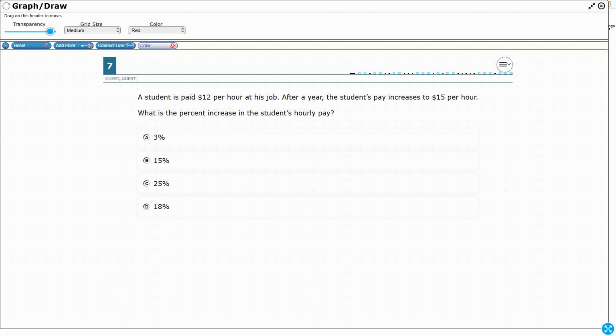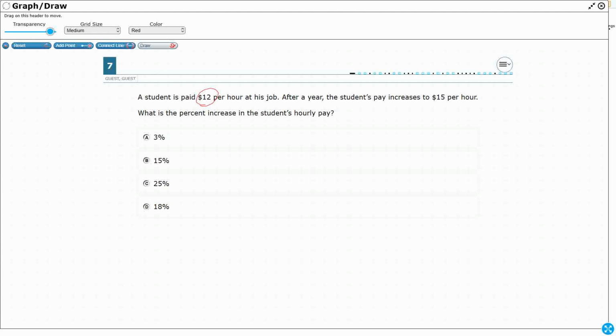All right, so we've got a student getting $12 an hour. Pay increases to $15 an hour. So we go from 12 to 15. What is the percent increase? All right, so we know it's going to be a percent. It is going to increase, and all of these are positive numbers, so that doesn't help us there. So really what we're doing is we're going from $12 up to $15. So the student got a raise. That's great. How much is that raise? Well, if you're going to go from 12 to 15, it's a $3 raise.